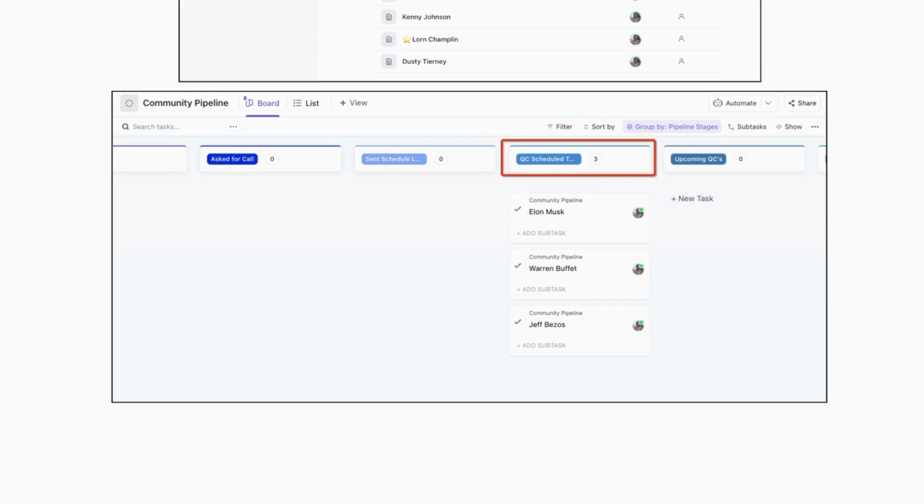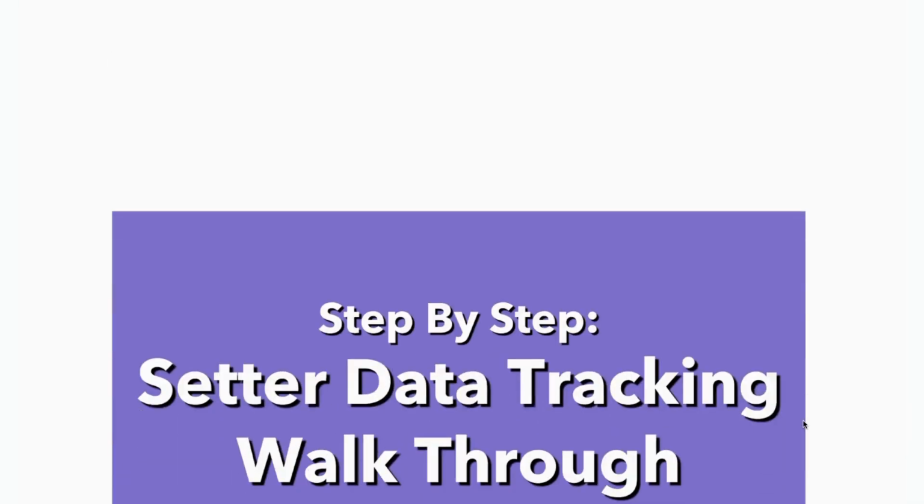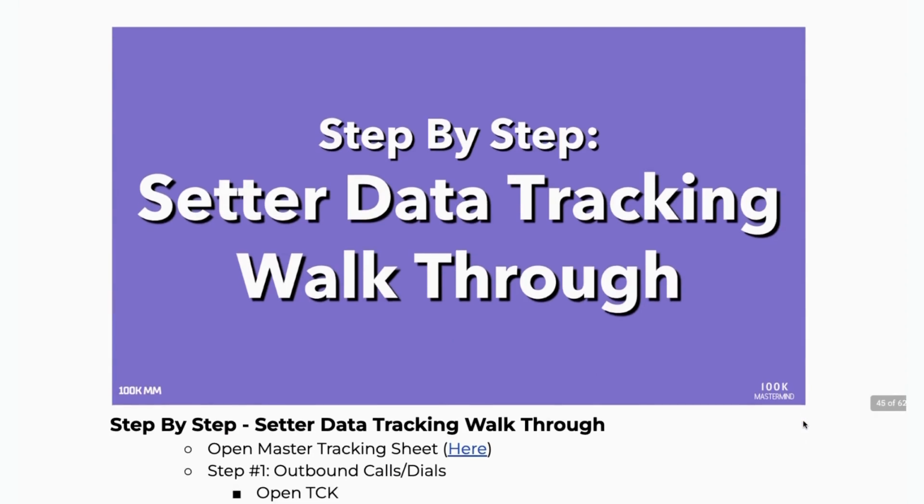So now that you know the overarching standpoint of where to find the setter metrics, the next thing we're going to do is walk you through the step-by-step process on how to input the setter data into the tracking sheet. That way, you know: this is how you collect it, this is the type of data you're inputting, this is where you would find it. That way you are set up for success. So with that being said, ladies and gentlemen, we're going to switch over to the mini training now.